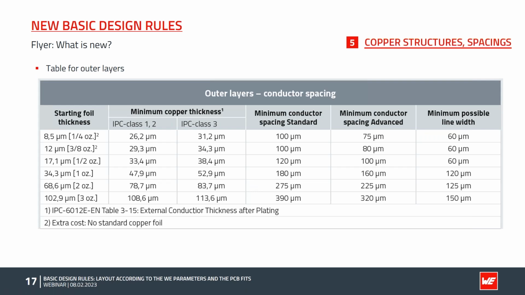And here we can find the minimum conductor spacing in a standard classification, and as well the advanced parameters. Maybe in the old paper you had just one value. Now you have two values, and maybe you can find the best values in the advanced section, in the advanced classification. But on the other hand, we can be sure that all the standard values could be produced in each plant from everywhere.